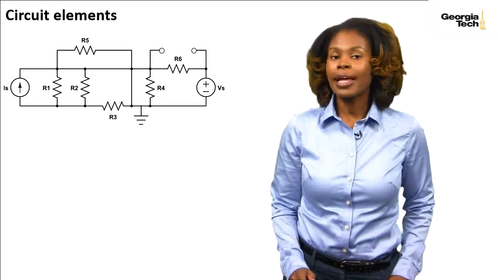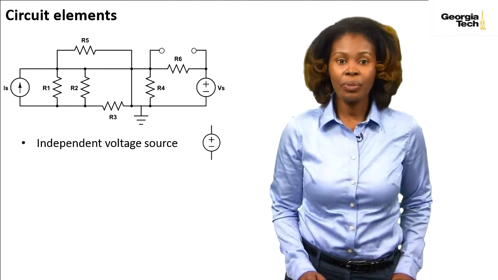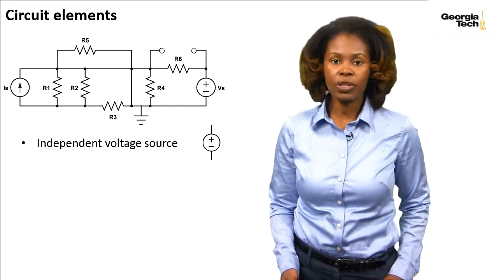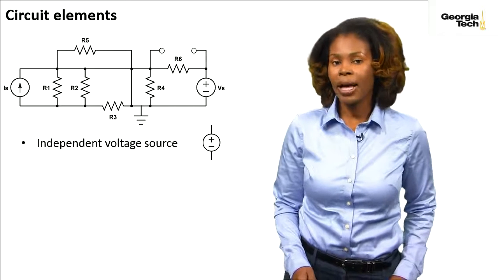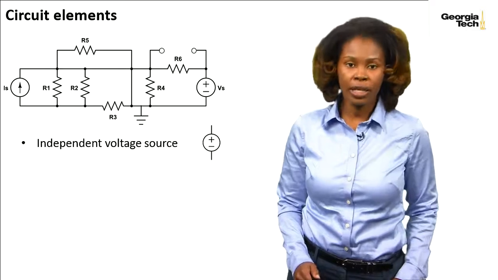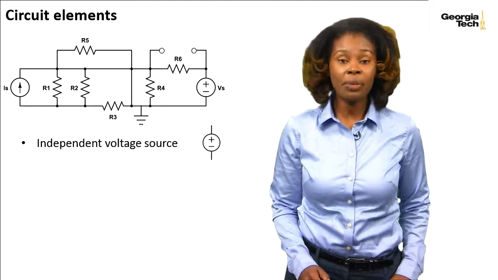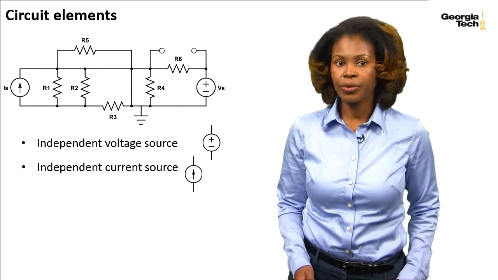Now, the circuit elements that are present in this circuit are first, an independent voltage source. You see it has a plus and a minus with a circle around it. It's an independent voltage source because it's defined by the user. It might be 5 volts or 10 volts, but the voltage source is what it is regardless of what else is going on in the circuit. Later on, you'll learn about dependent voltage sources that actually depend on other factors in the circuit.